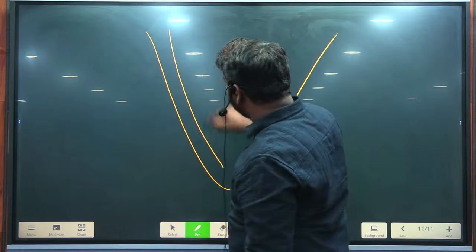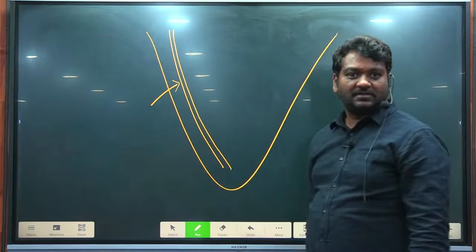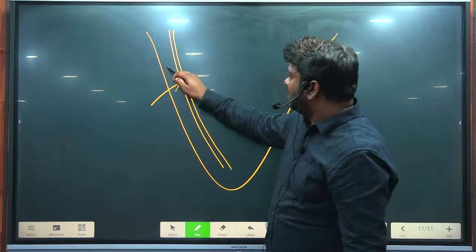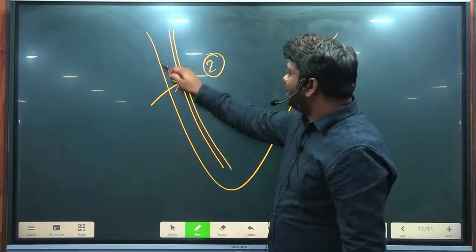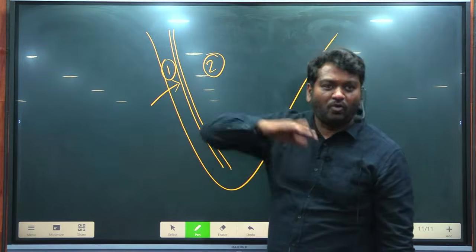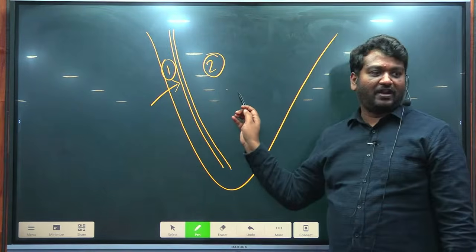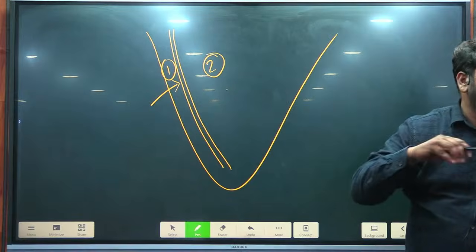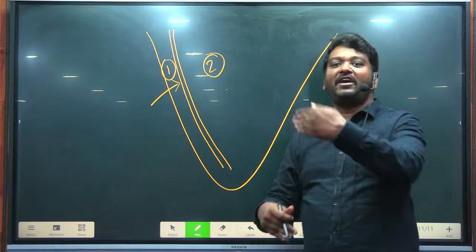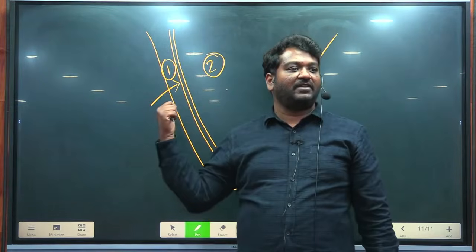You see, this is called the Western Ghats. Air is coming like this. Air rises here, 1 and 2. Can I tell one will get more rainfall? Because of what? Adiabatic cooling. This side will there be more rainfall or less rainfall? Less rainfall. Because of what? Adiabatic heating.